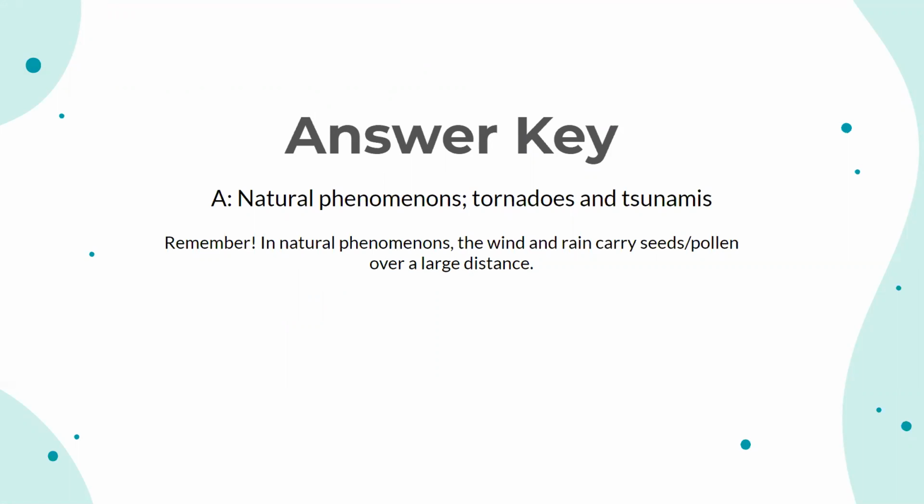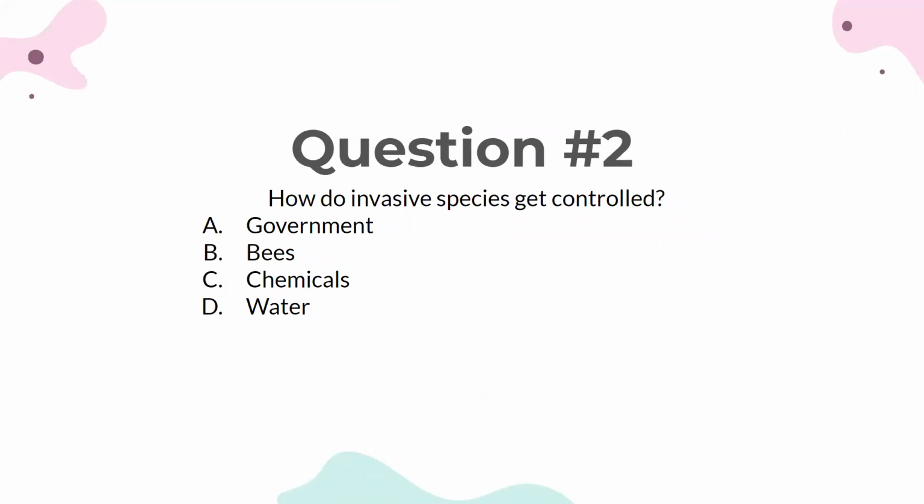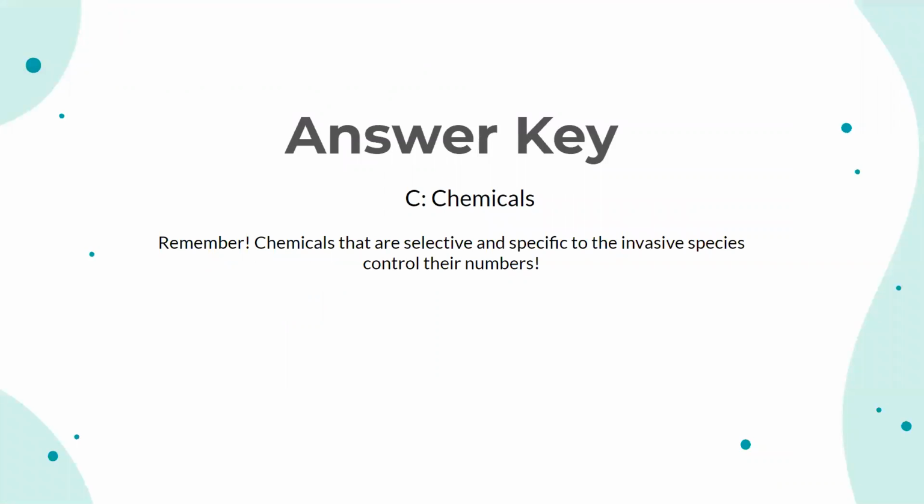Just remember that. Question number two, how do invasive species get controlled? A, the government. B, bees. C, chemicals. Or D, water. The answer is C, chemicals. Chemicals are selective and specific to certain organisms, so their numbers can decrease.